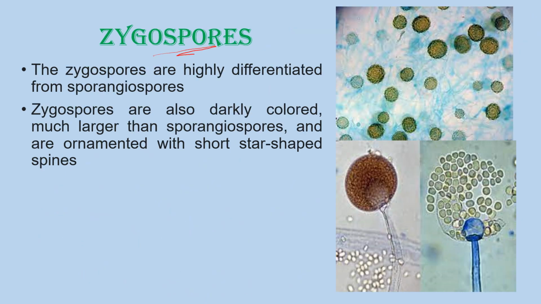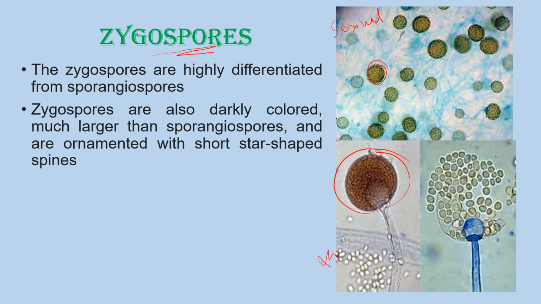So this is how a zygospore looks. This is the zygospore, and this is how the sporangiospore looks. So there is a basic difference between zygospore and sporangiospore. Zygospore is produced in sexual reproduction.